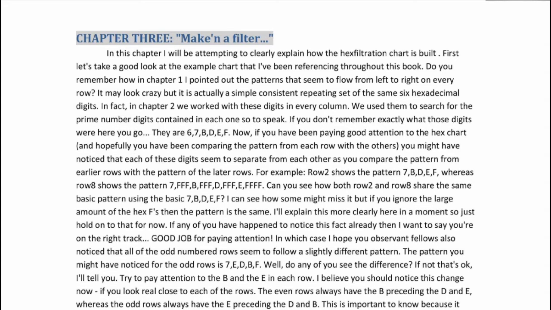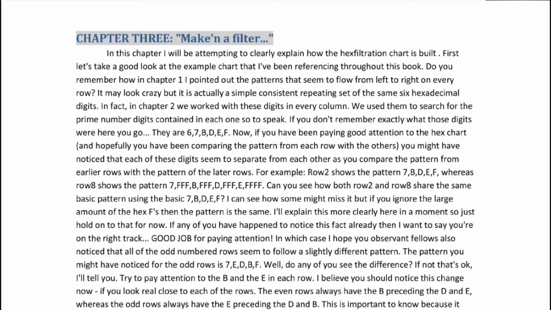Chapter 3, Making a Filter. In this chapter, I will be attempting to clearly explain how the hex filtration chart is built. First, let's take a good look at the example chart that I've been referencing throughout this book.